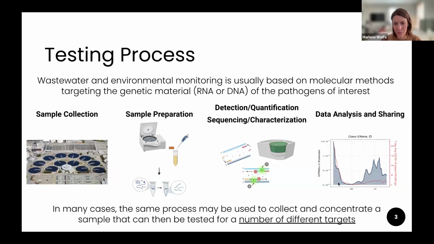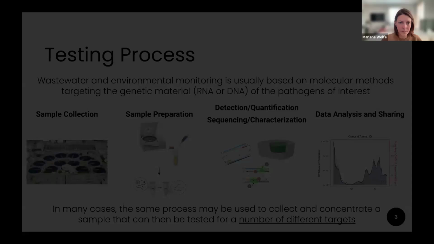And what you're seeing here, the blue, is the quantitative amount of copies of SARS-CoV-2 RNA found in a wastewater sample. So you can see how it basically gives us the shape of an epidemic curve. In a lot of cases, the same process can be used to collect and concentrate a sample that can be tested for a lot of different targets, which is really useful and cost-effective.